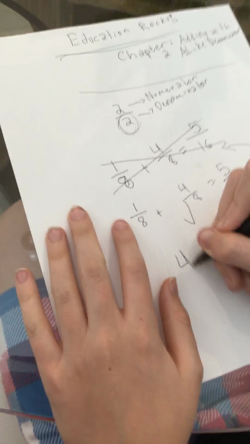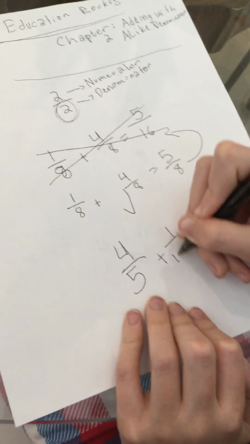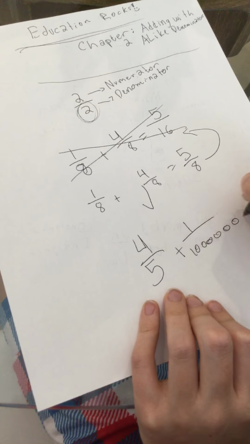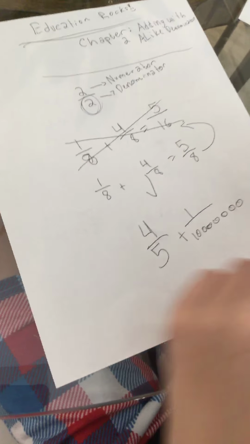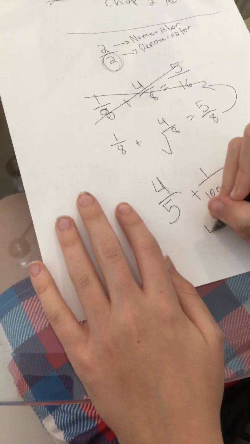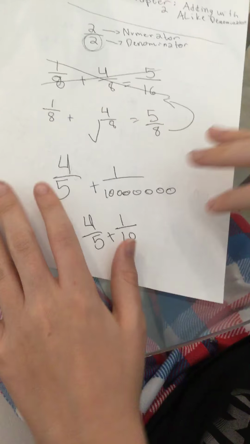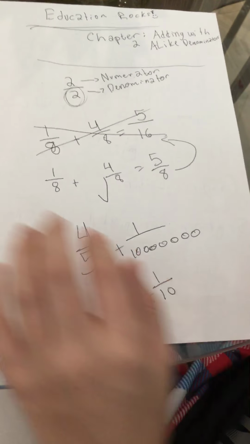So we are going to talk about what happens if the denominators aren't alike, like this. But we're not actually going to do that. That would take a long time. So what we are going to do is we're going to do problems like this. 4/5 plus 1/10. And we are going to figure out how to do this in future episodes or videos.